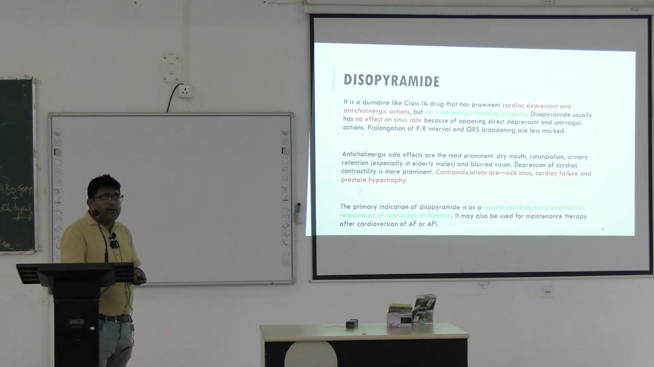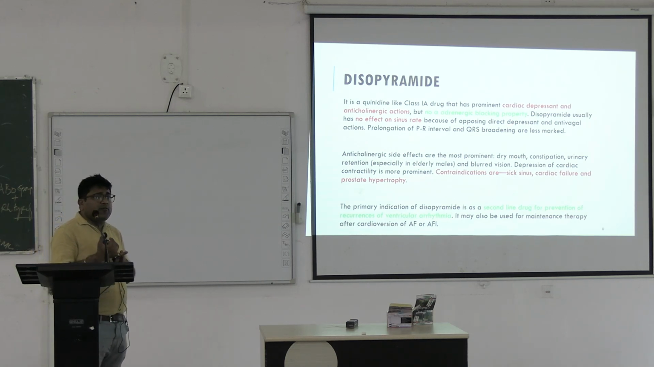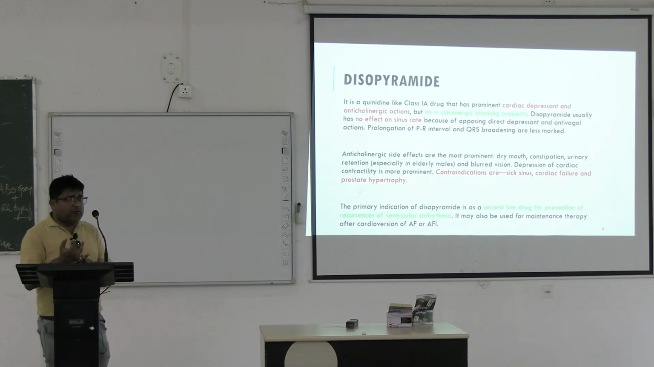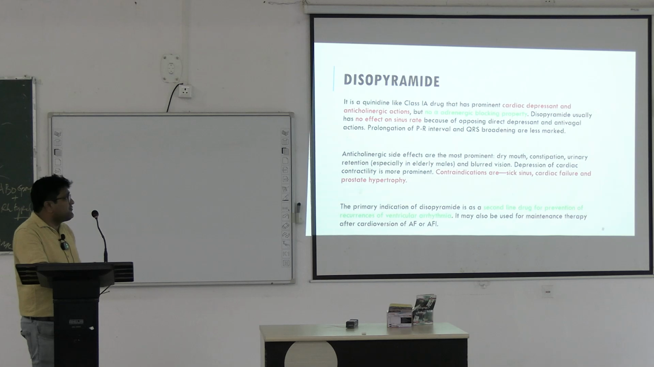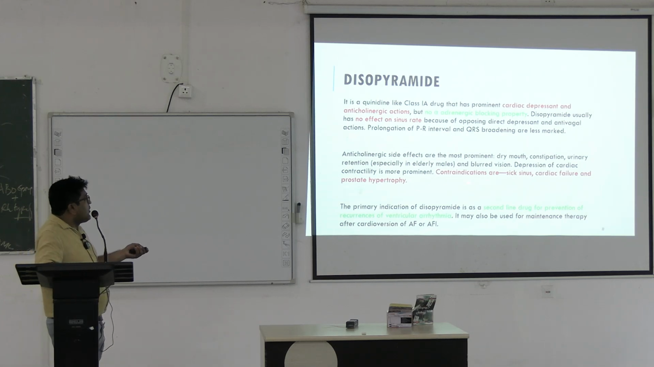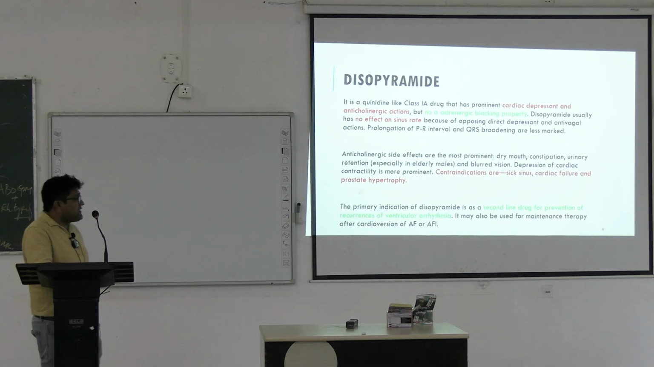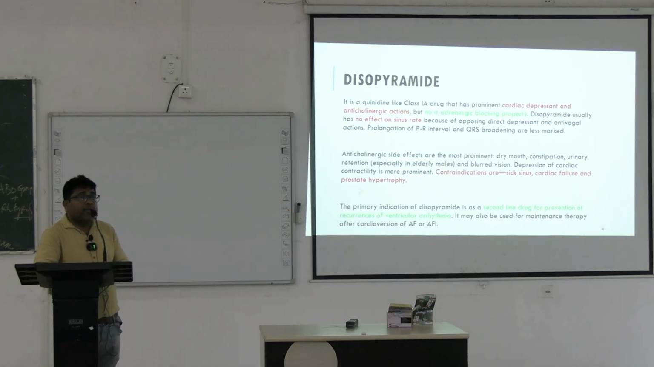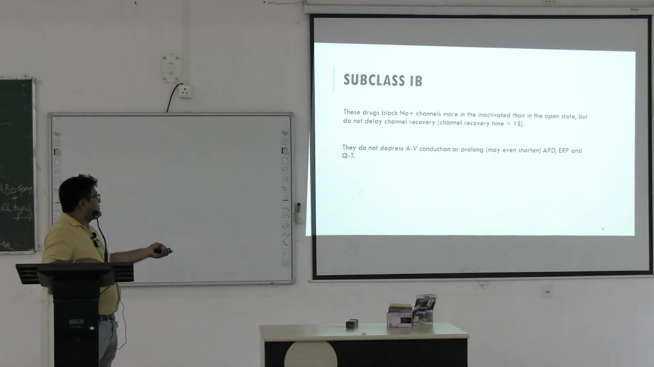Coming to disopyramide, it again shows cardiac depressant and anticholinergic action. Because of the anticholinergic action, it can cause dry mouth. It has no alpha adrenergic blocking property, so hypotension is a lesser risk with disopyramide. Contraindications are sick sinus syndrome, cardiac failure and prostatic hypertrophy. It is a second line drug for preventing the recurrence of ventricular arrhythmias.